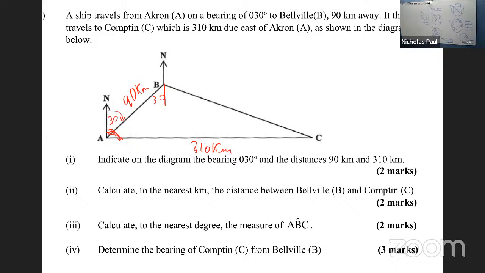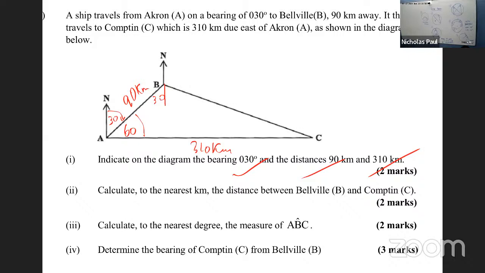What's the angle from north to C? What angle is that? This one here. What's this angle here? 90. So therefore this small angle here is how much? 60. Nice. Indicate on your diagram. So we did that. You have 2 marks.